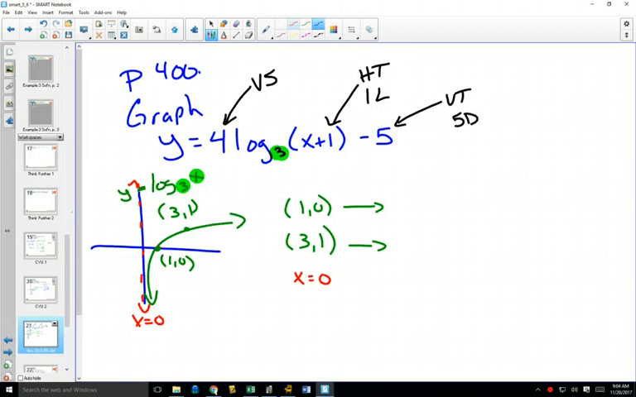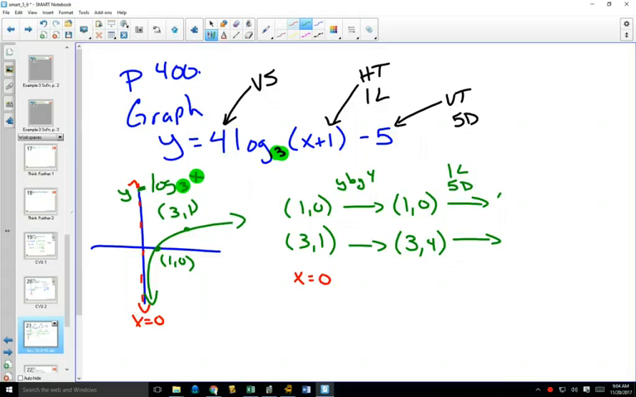So when you're moving from left to right, that means that for the vertical stretch, we're going to use the first set of arrows that we've always done for all of our stretches and compressions. The only one is you're multiplying your y by 4. So this point is still at (1, 0), but this point is now at (3, 4). And after that, we can do our translations, 1 to the left and 5 down. And you get the points (0, -5) and (2, -1).